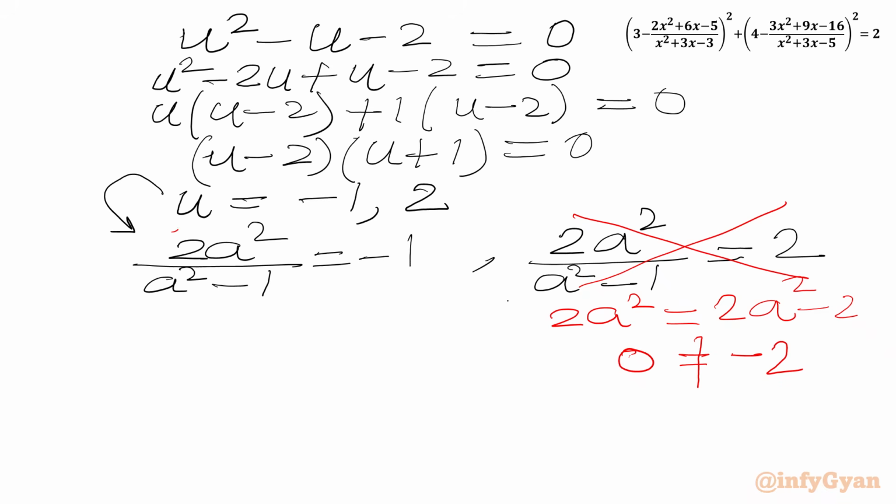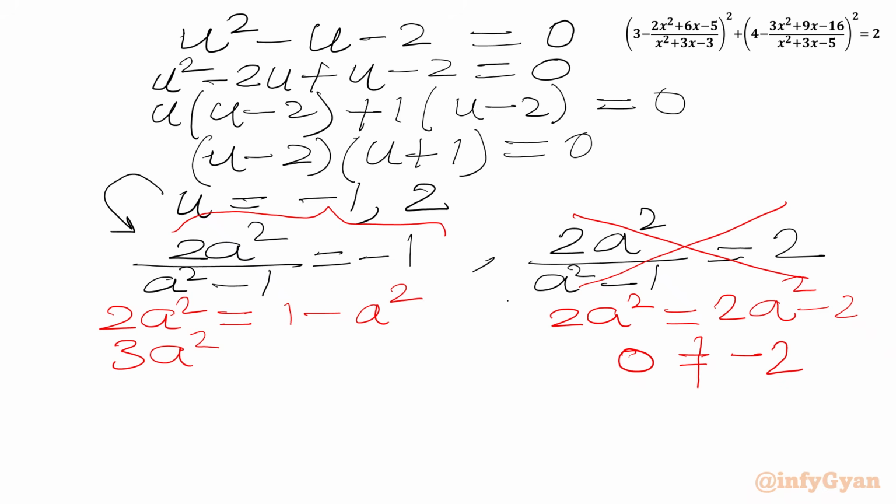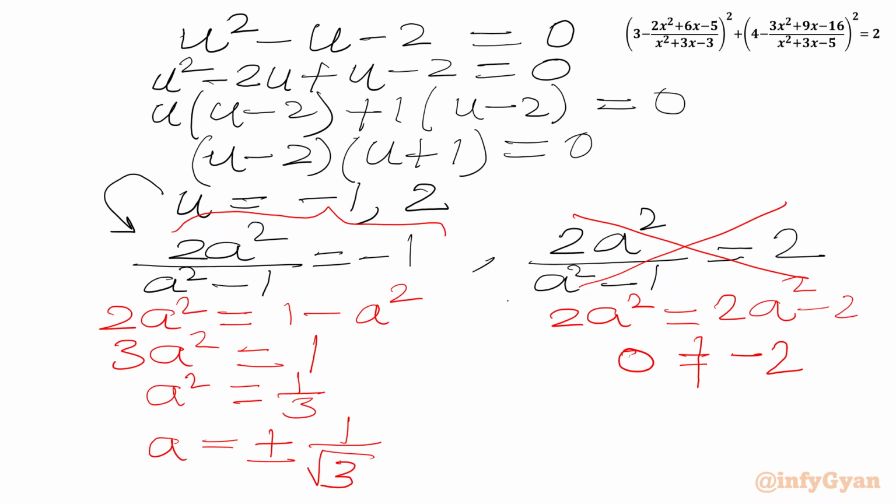Now we have to solve first equation. Let's cross multiply. 2a square will be equal to 1 minus a square. By adding a square to both sides, 3a square will be equal to 1. Now we'll divide by 3 both sides. So a square will be equal to 1 over 3. After taking a square root both sides, a will be equal to plus minus 1 over square root 3.